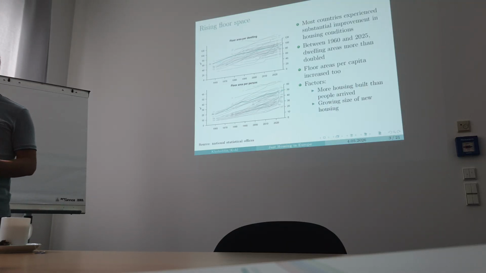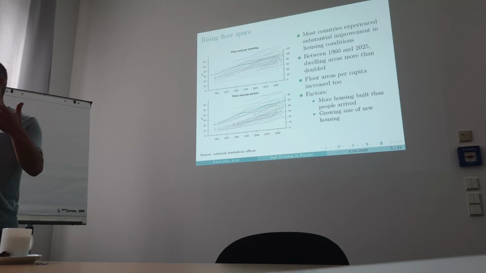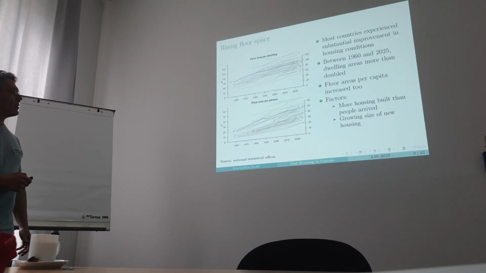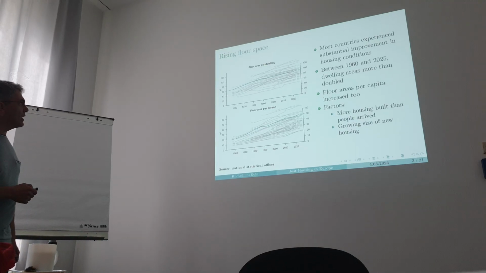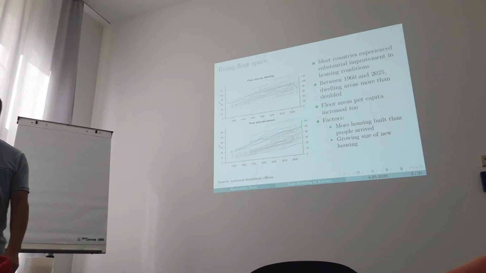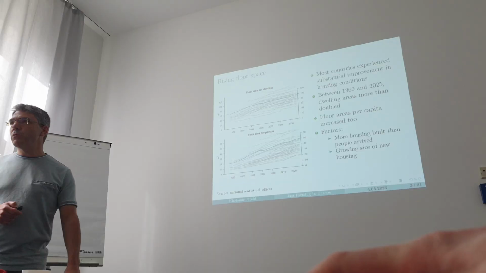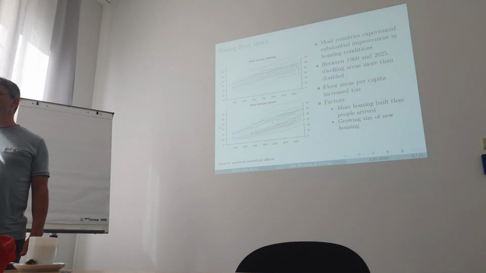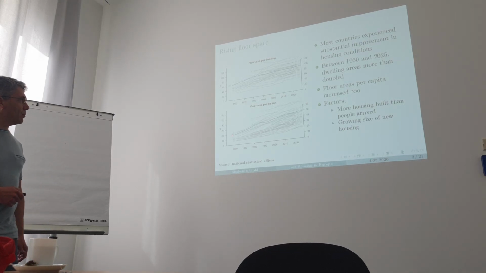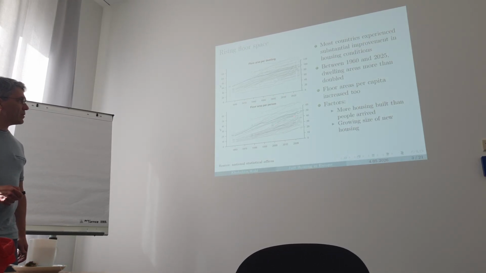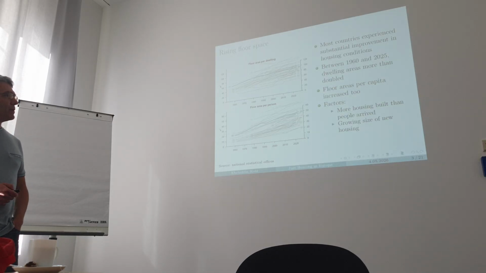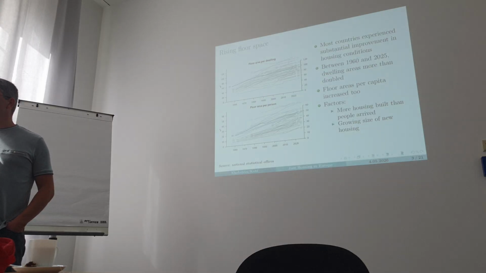there's an upward trend. So the size of housing increased tremendously between the 1960s and 2020s. For example, in Germany, the average dwelling increased from 60 square meters to 94 square meters. In the case of housing per capita, the increase was even bigger. It almost tripled, from 20 square meters to about 50 square meters. So that's what happened across many countries for many decades.